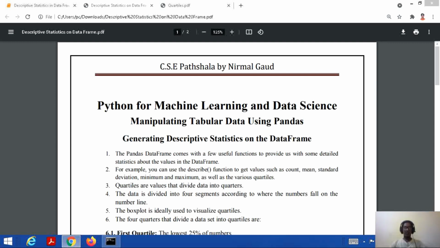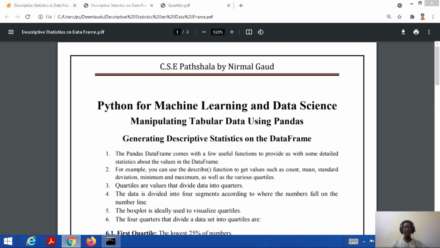For example, we can use the describe function or method to get values such as count, mean, standard deviation, minimum and maximum values, and also we can find out the various quartiles. Now, we already know the terms count, mean, standard deviation, minimum, and maximum value. But the quartiles are the values that divide the data into four quarters. That means into four parts. The data is divided into four segments.